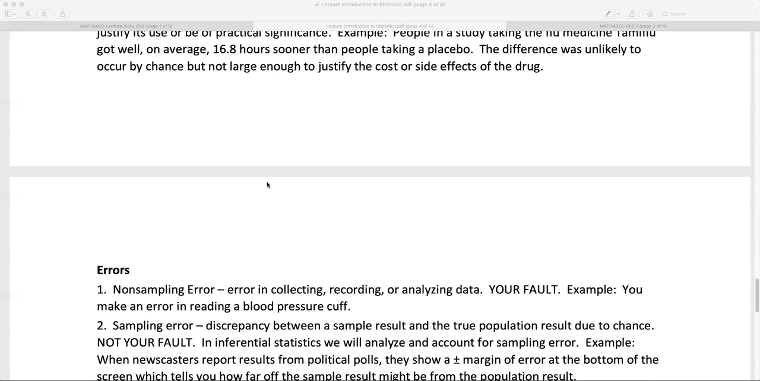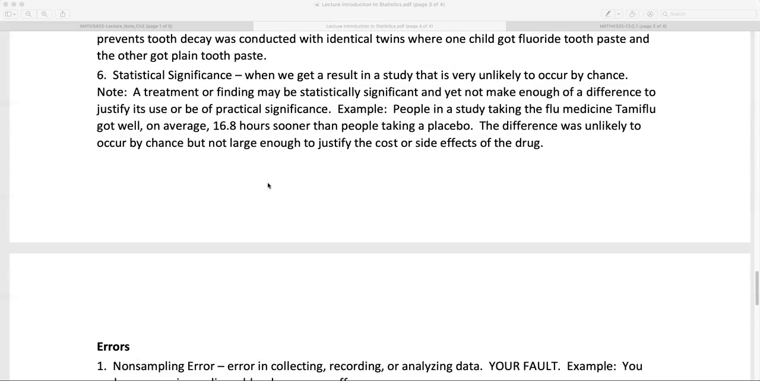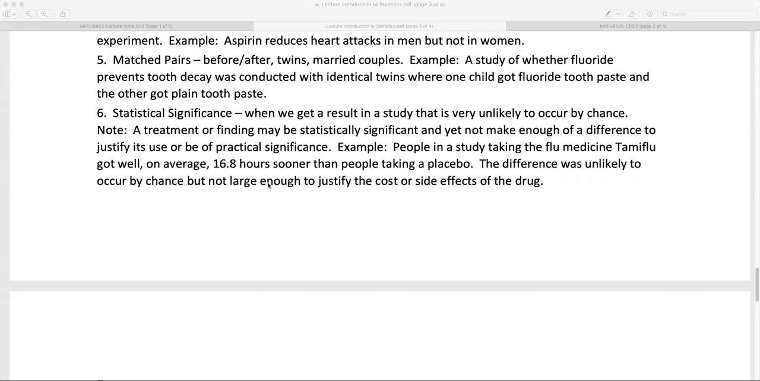Okay, so now the other one is the practical significance. You see that terminology in the textbook. Practical significance: it is possible that some treatment or finding is effective, but common sense might suggest that the treatment or finding does not make enough of a difference to justify its use, or to be practical.